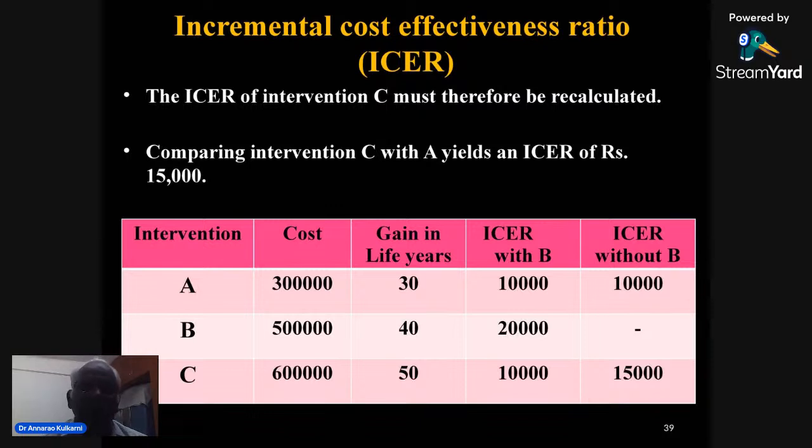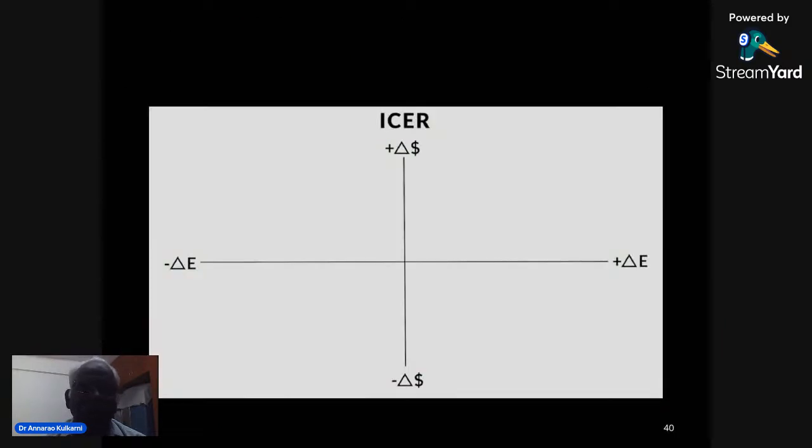So the incremental cost effectiveness ratio has to be recalculated for C now because B has been removed. Comparing intervention C with A yields an incremental cost effectiveness ratio of rupees 15,000 per life year saved. So this is how we use the incremental cost effectiveness ratio, as against the average cost effectiveness ratio. Now we will plot the incremental cost effectiveness ratio in a graphical way and understand how it helps us.